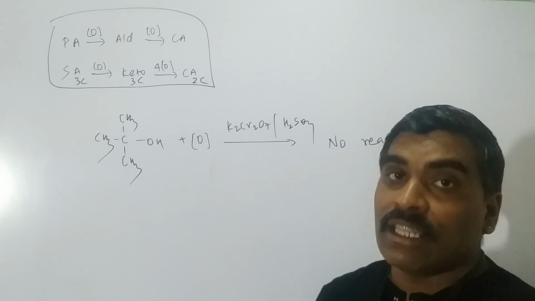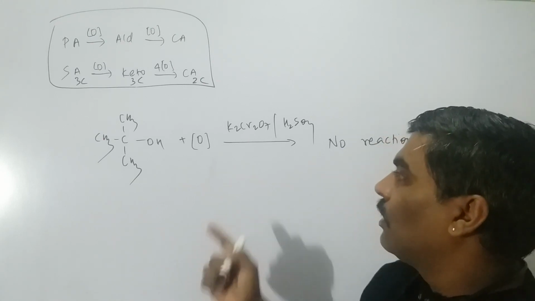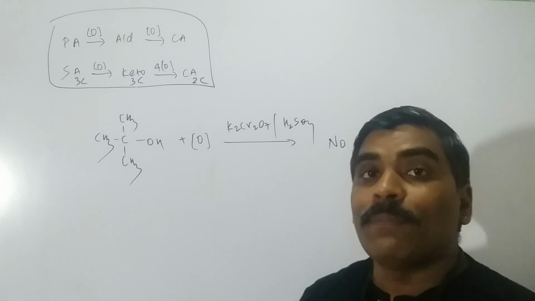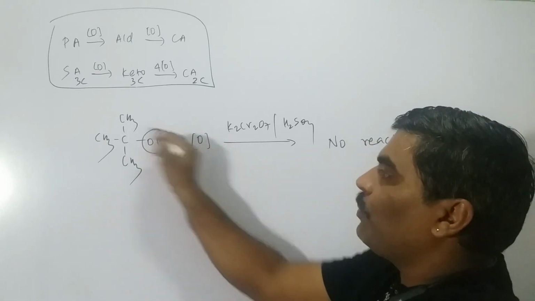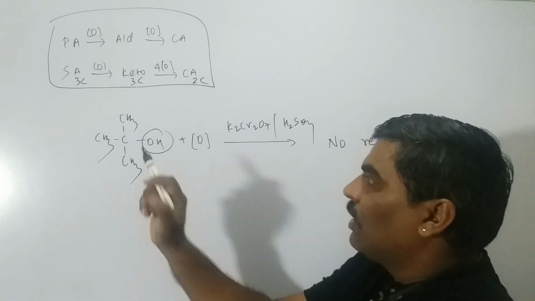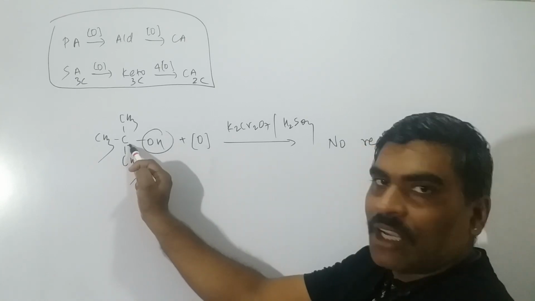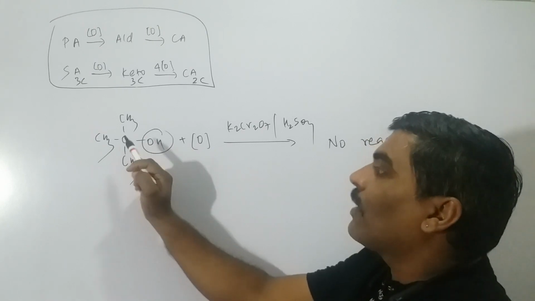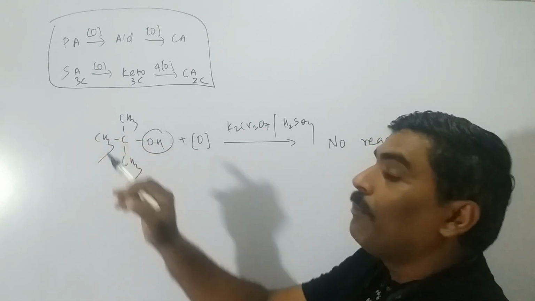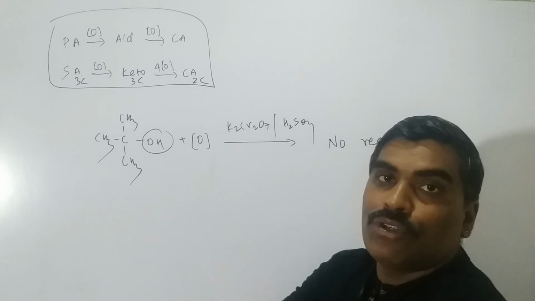Why? What is the reason for that? The reason here is the absence of alpha hydrogen. See this, the functional group is attached here. This alpha carbon does not contain hydrogen, meaning no alpha hydrogen.